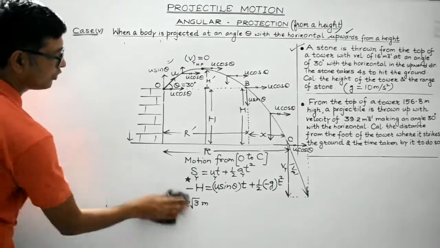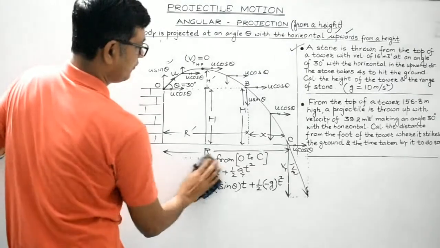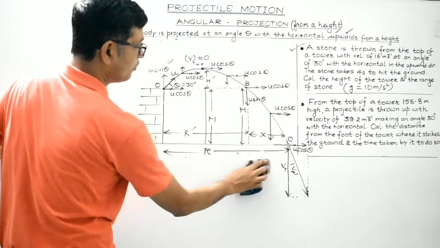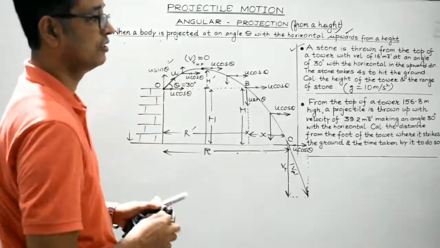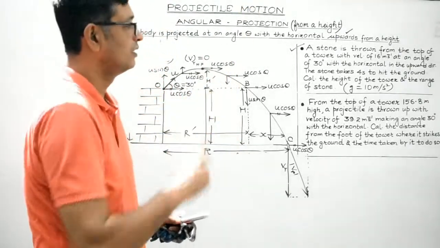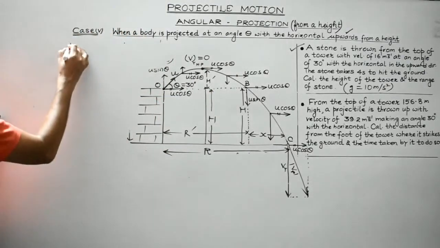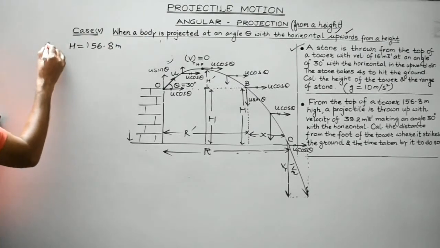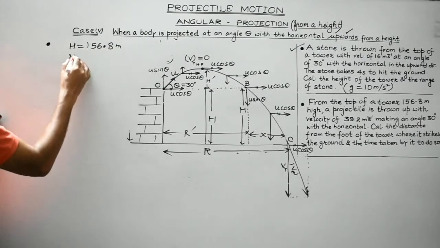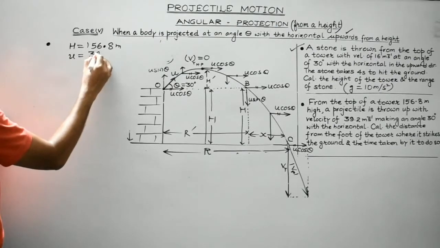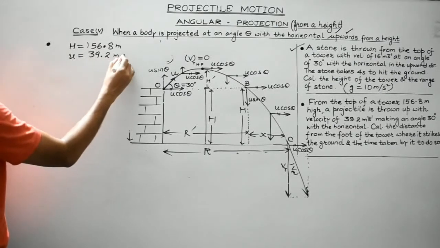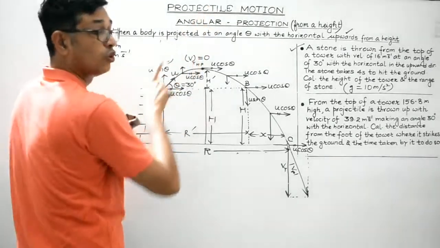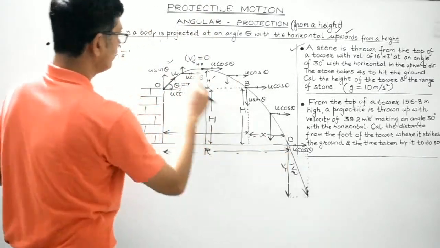Just reading the question for you. Question is, from the top of a tower, the height is given to be 156.8 meter, a projectile is thrown up. This is the second question we are attempting. And velocity is given to be 39.2 meter per second, making an angle of again 30 degrees with the horizontal and thrown up like this. So it will follow a path like this only.